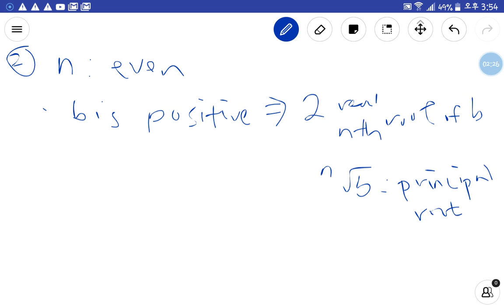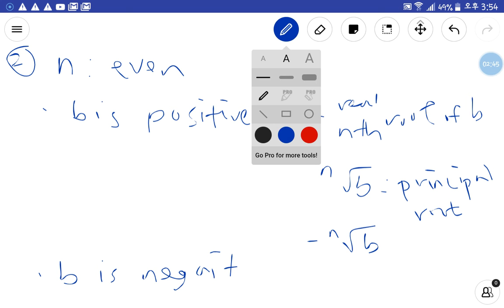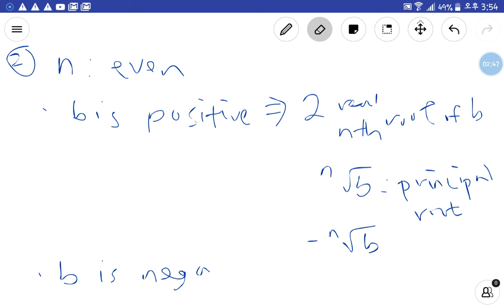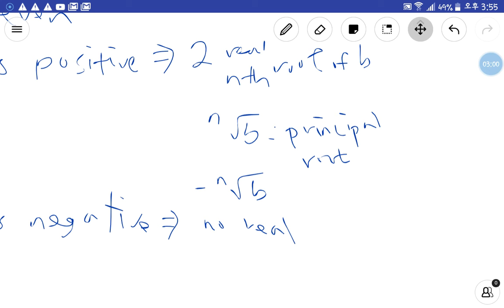And you're going to have two real nth roots, which are the nth root of b and the negative nth root of b. And when your b is negative, then we don't have any real nth root this time. So no real nth root of b this time.